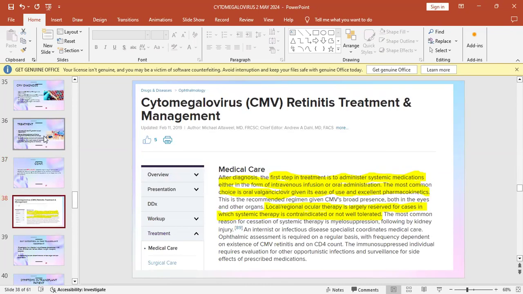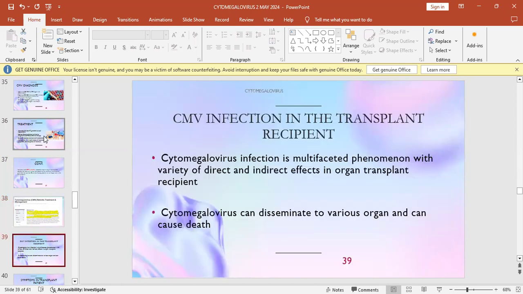This is the article. After diagnosis, the first step in the treatment is to administer systemic medications, either in the form of intravenous infusion or oral administration. The most common choice is oral valganciclovir, given its ease of use and excellent pharmacokinetics. There is a recommended regimen given cytomegalovirus is present both in the eyes and other organs. Local regional ocular therapy is largely reserved for cases in which systemic therapy is contraindicated or not well tolerated.